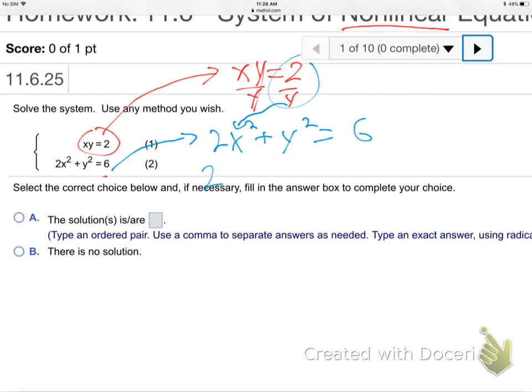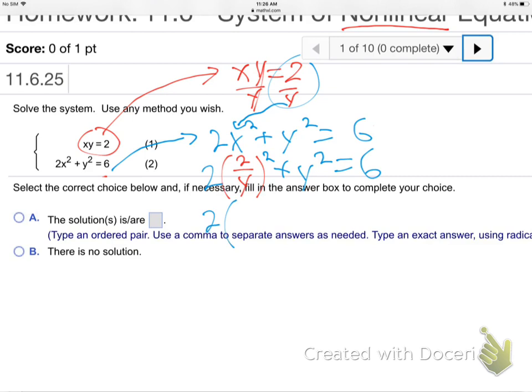So it becomes 2, and then we put in the 2 over y, squared, plus y squared is 6. Does that make sense, what I'm doing there? Yep. So just solve for one letter in one equation, plug it into the other. And then you've got only one letter, so then you can solve. It's easier said than done, though. It's not always easy. So let's do what we can here.